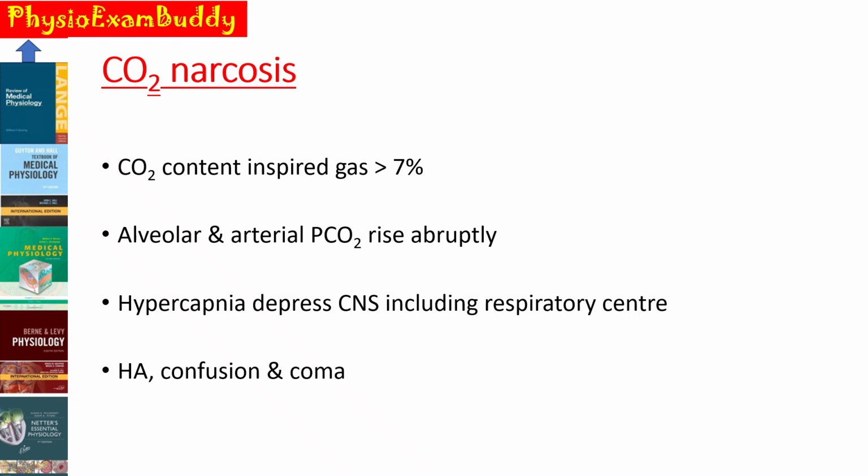Lastly, one word about carbon dioxide narcosis. That is, when the carbon dioxide content of your inspired gas is more than 7%, what happens? The alveolar as well as arterial PCO2 will rise abruptly in spite of the hyperventilation. And this accumulation of a large amount of carbon dioxide in the body, that is hypercapnia, will depress the central nervous system, including our respiratory center, and it can produce headache, confusion, and eventually lead to coma of that patient.